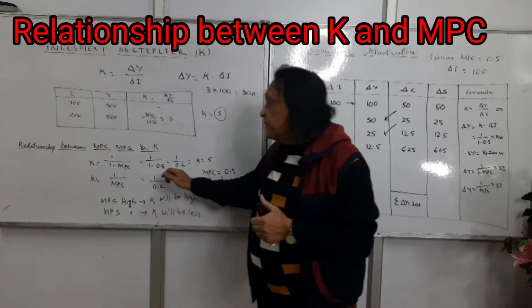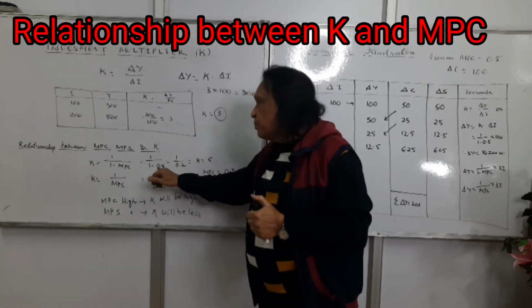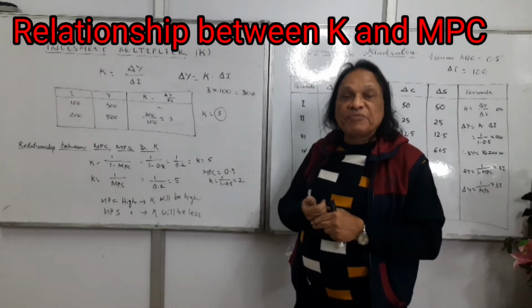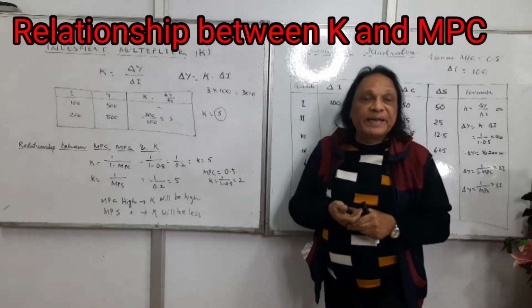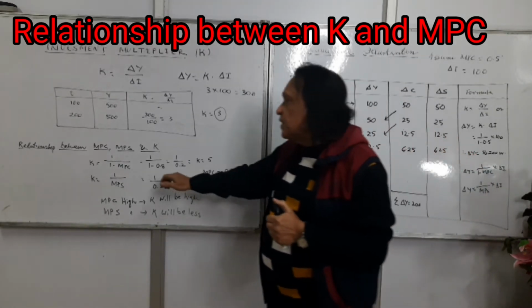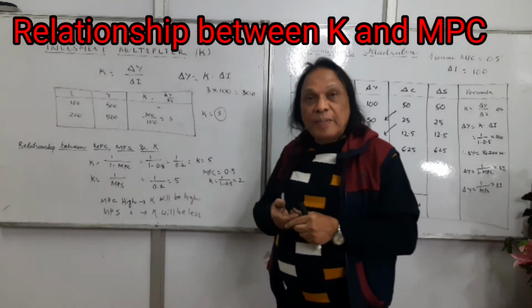Suppose you take MPC as 0.5, so 1 upon 0.5, this will be K equal to 2. If MPC is less, K will be less. If MPC is high, K will also be high. If you take MPC as 0.9, this will be 1 upon 0.1, so K will be 10.